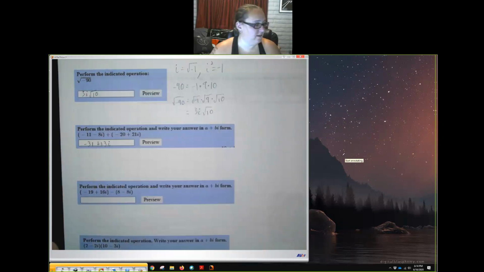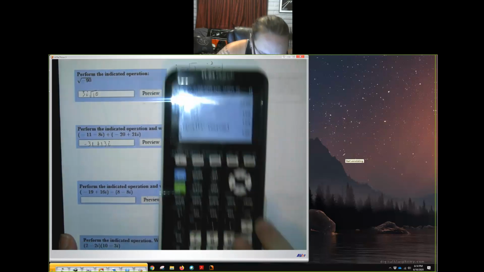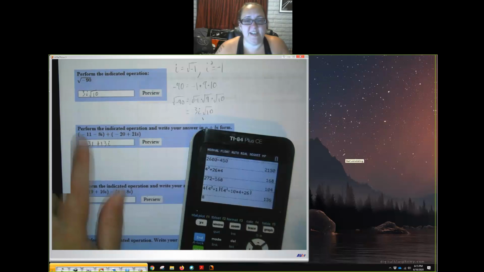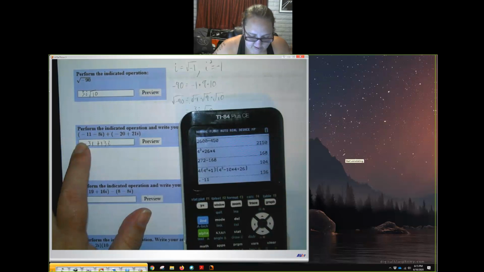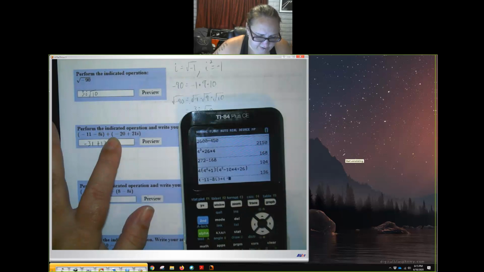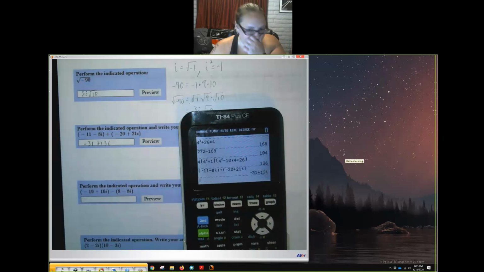And that's it. Now, keep in mind that the calculator will do these for you. i is right here. It's above your decimal point. So you could put this in your calculator exactly as you see it here. Negative 11 minus 8i plus negative 20 plus 21i. And you should get the same answer, which we did.